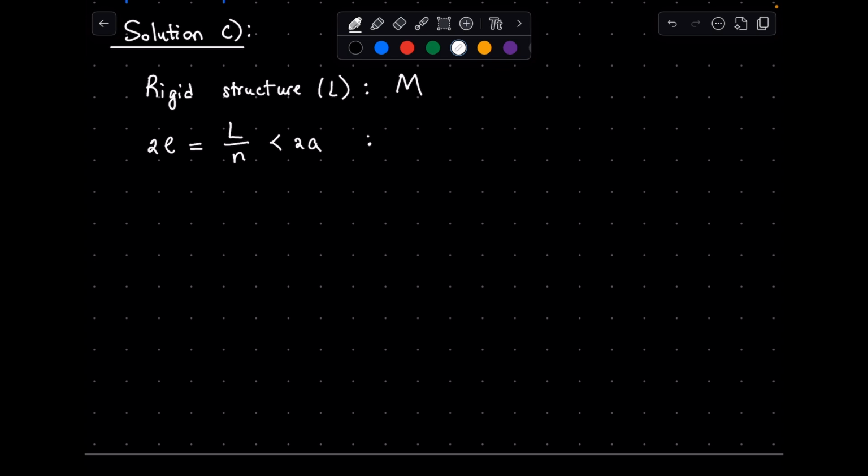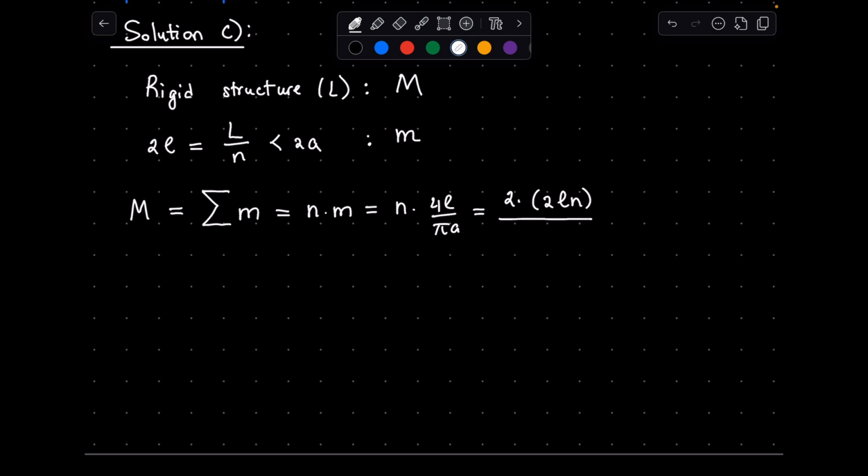These smaller needles are going to cross m times on average, which we know from the previous part. Now we use the linearity of expectation, which tells us that the mean of sums is equal to the sum of means. So we can write capital M as the sum of small m's, which is equal to n times m. Substituting small m from the previous part and noting that 2L times n is the length of the larger needle, we get 2 capital L over pi A as the answer.